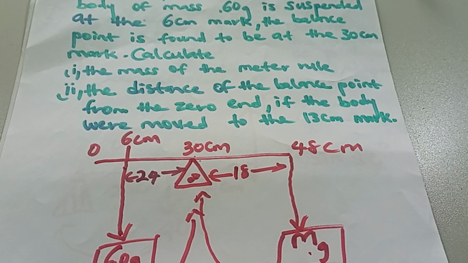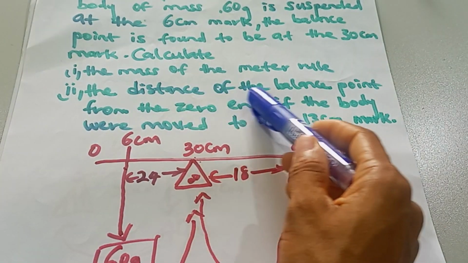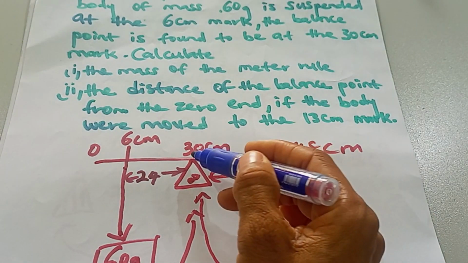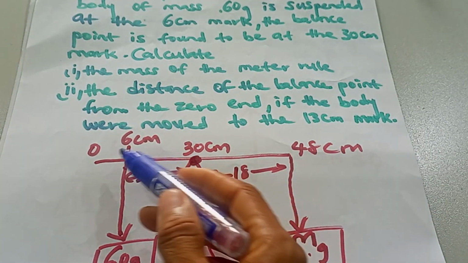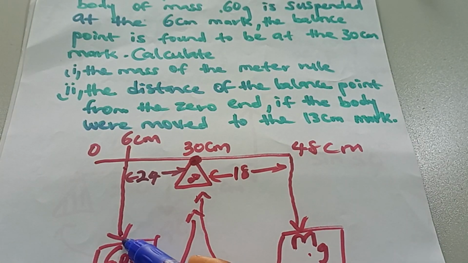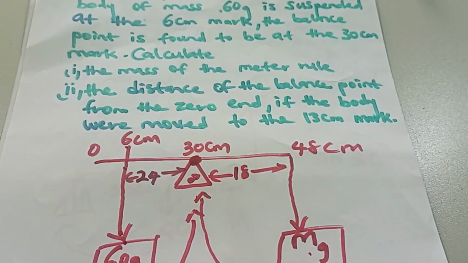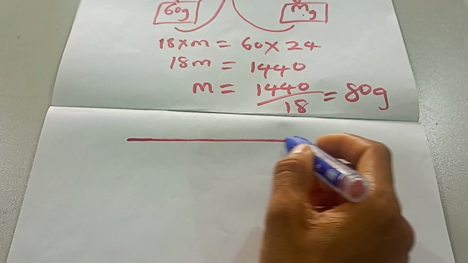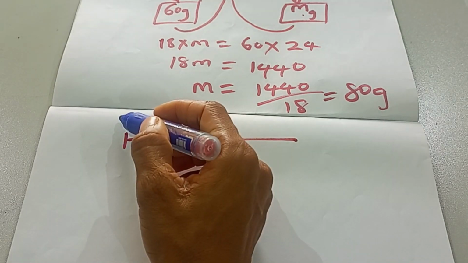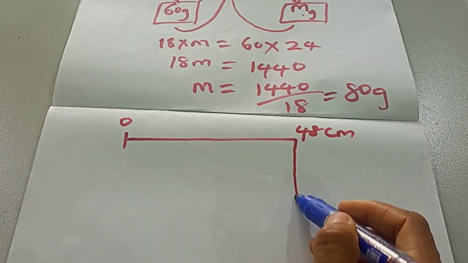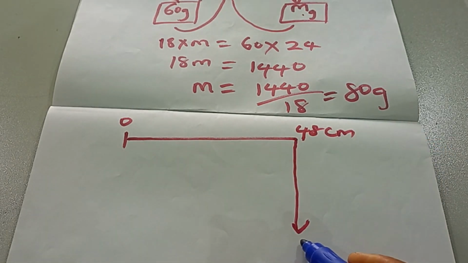The second part of the question says, calculate the distance of the balance point from the zero end. So we are going to change this balance point. We'll draw another diagram and change this balance point and get the distance from the zero end, if the body were moved not to 6 again but to 13. So let's draw the new diagram. Remember that here we have it to be 0 to 48 cm, and we have gotten m, the mass, to be 80 gram.